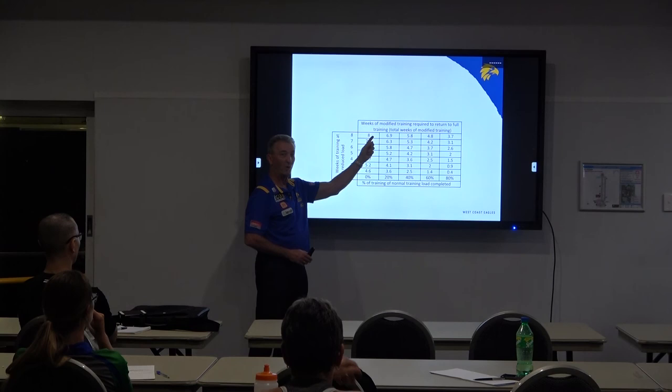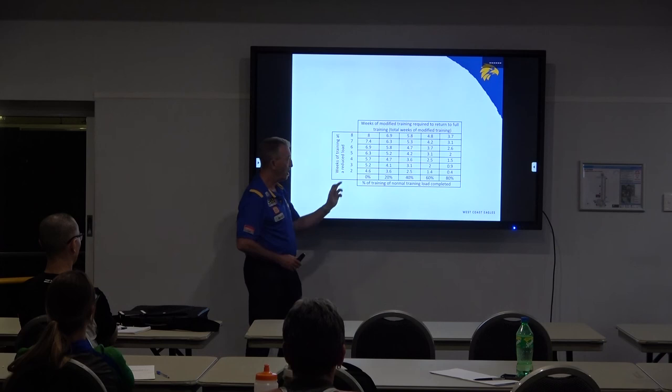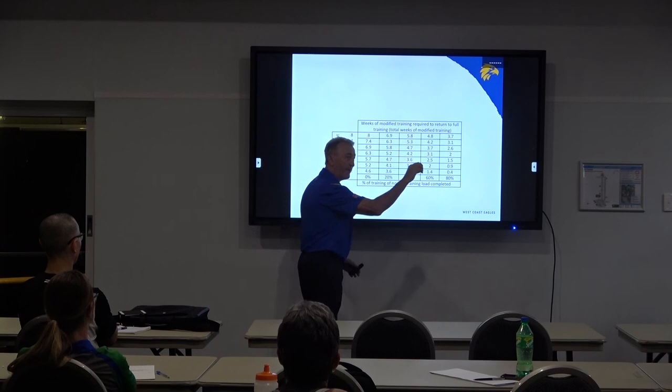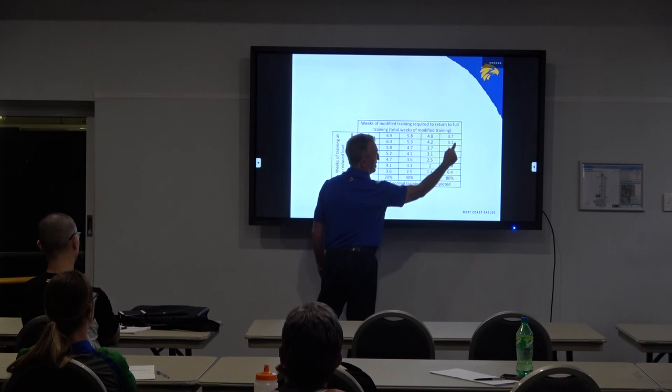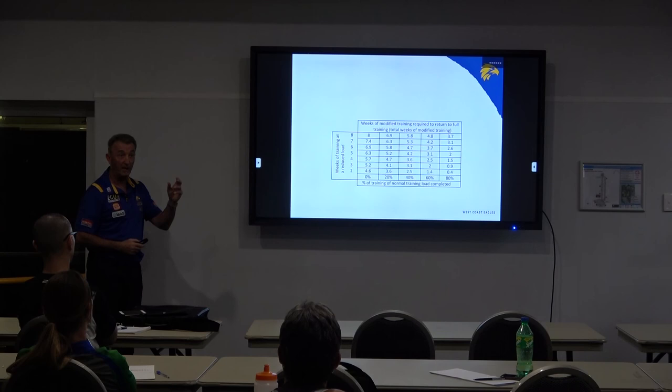So every time you give athletes a rest, try and give them some load, so they're not just sitting at the beach in Bali for 4 weeks doing nothing. Because we want to get them back training quickly. 8 weeks off, doing 80% of the load, only takes 4 weeks to get them back up to the load. So doing something in their break is really important to minimise injury risk.